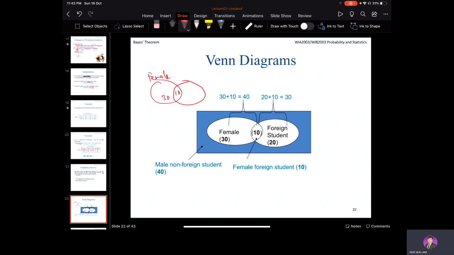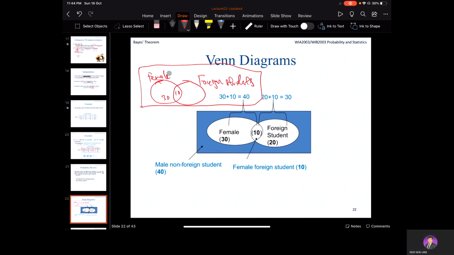So for you to know that, this one is foreign students here. This one is foreign students. And then you know that there are 20 of them that are actually males. Supposedly, when you're having female over here, the rest of the thing, maybe I put a big square over here, is supposed to be male, okay?